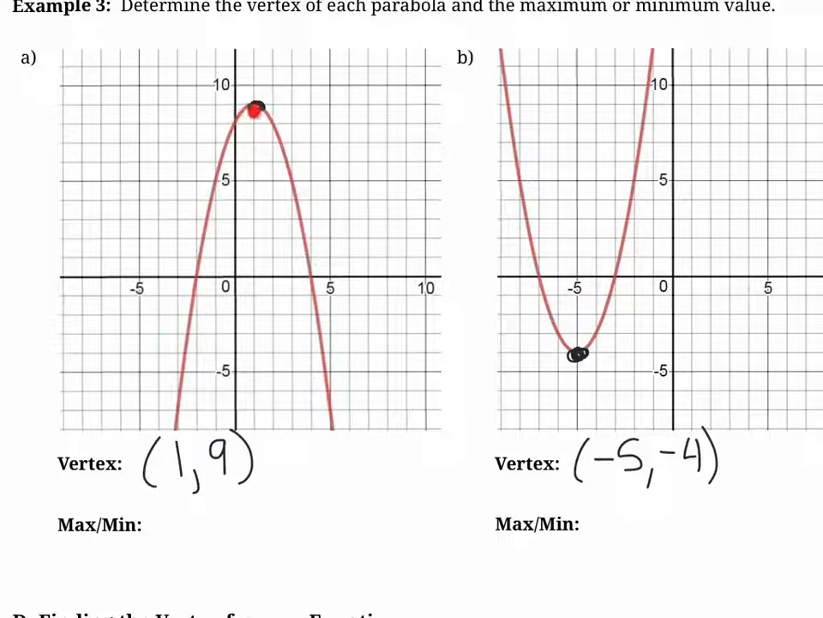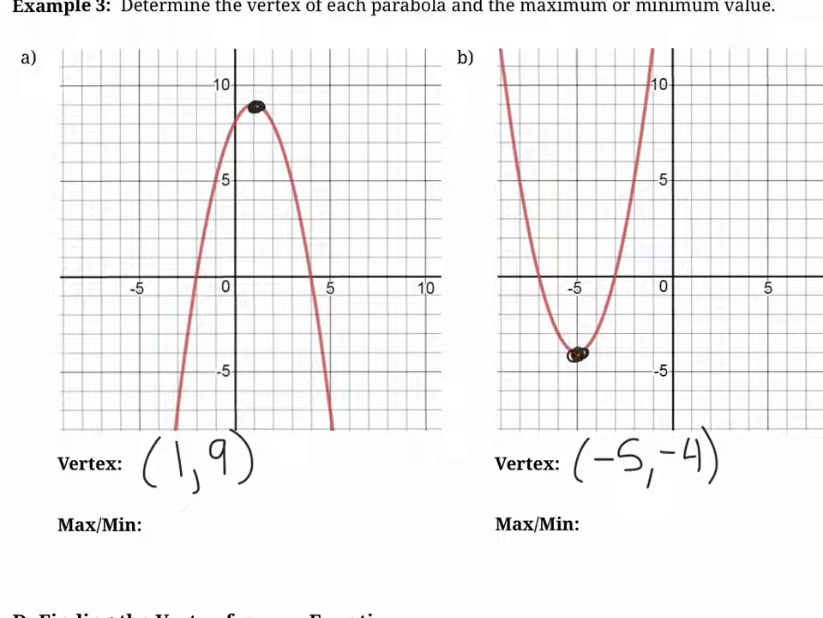This parabola has a maximum value. It's the highest point possible. This parabola has a minimum value. What is the max value though? Is the max value the 1 or the 9? Well, 1 is not the biggest x value. There's an infinite number of x values. But the y value 9 is the absolute highest y value.